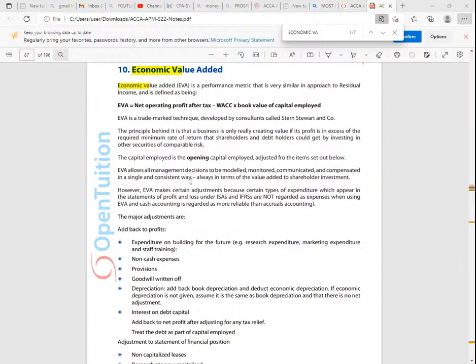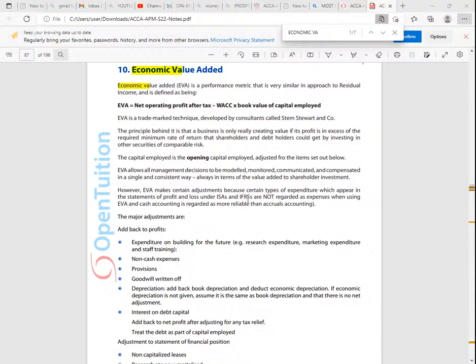EVA allows all management decisions to be modeled, monitored, communicated, and compensated in a single and a consistent way, always in terms of the value added to shareholder investment. However, EVA makes certain adjustments because certain types of expenditures which appear in the statements of profit and loss under IAS, International Accounting Standards, and the IFRS, International Financial Reporting Standards, are not regarded as expenses when using EVA.